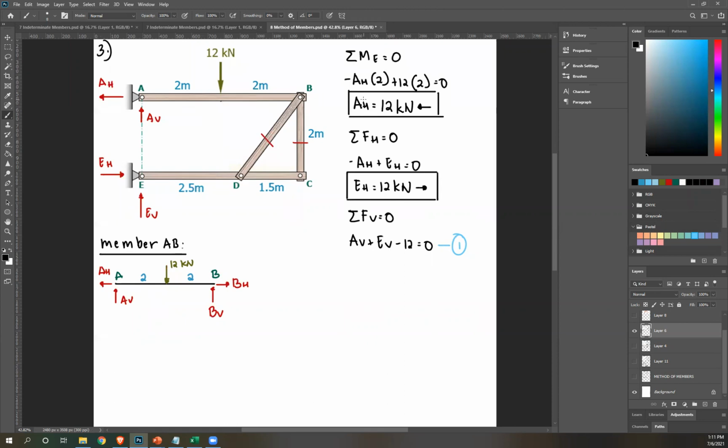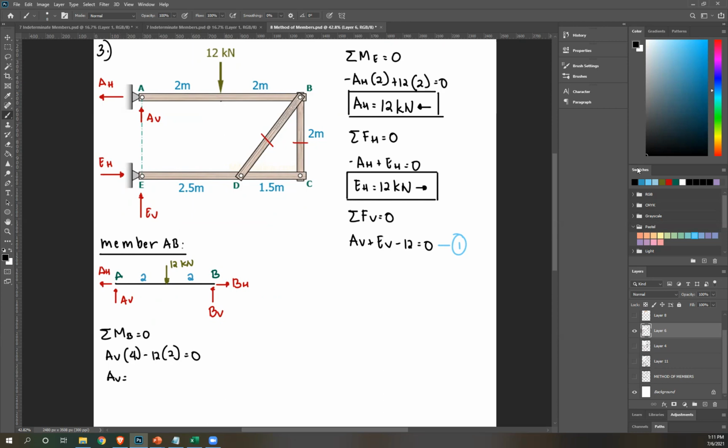Since I have AH, I want to get AV. We can do summation of moment at the other hinge, which is B. Summation of moment at B equals 0. AH passes through B, so ignoring that, AV rotates clockwise, therefore positive. Distance is 4. The 12 is counterclockwise. Distance 2. BV and BH pass through B. They equate to 0. Please solve: what's AV?